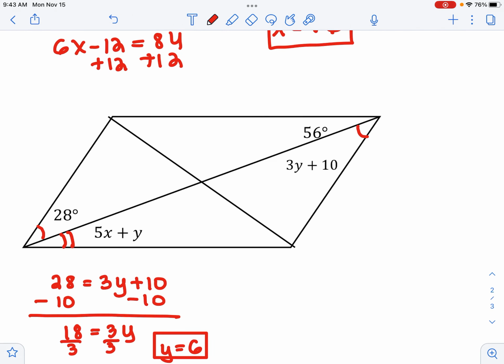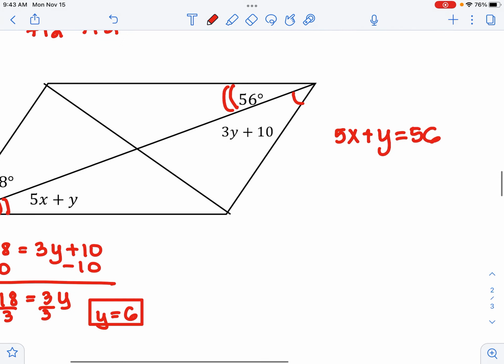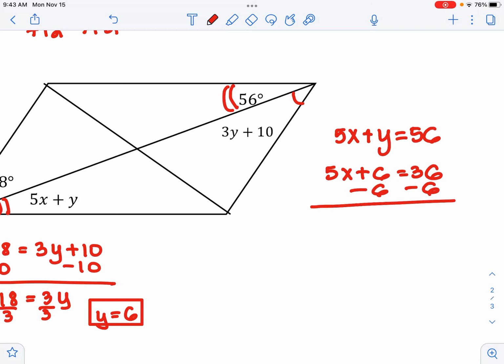All right, now let's look at our other equation. We have alternate interior angles that are congruent. So I'm going to say 5x plus y is equal to 56. This has an x and a y in it, but we know what y is. Y is 6. So I'm going to do 5x plus 6 is equal to 36. Subtract 6 from both sides. 5x is equal to 30. Divide by 5. And I have x is 6.